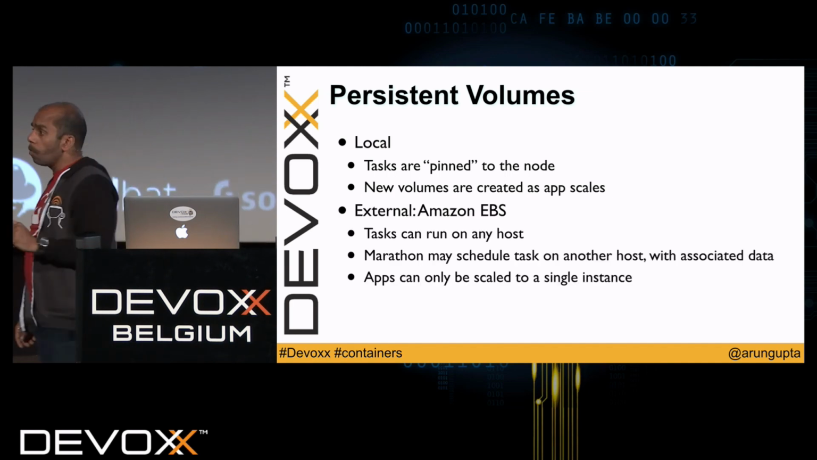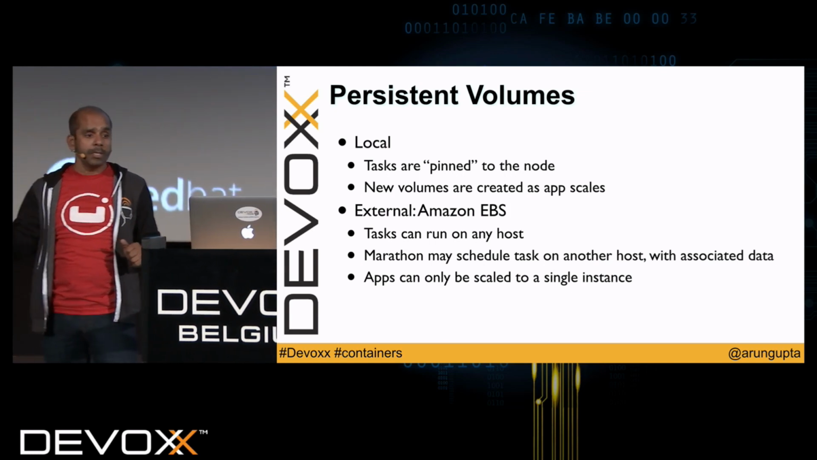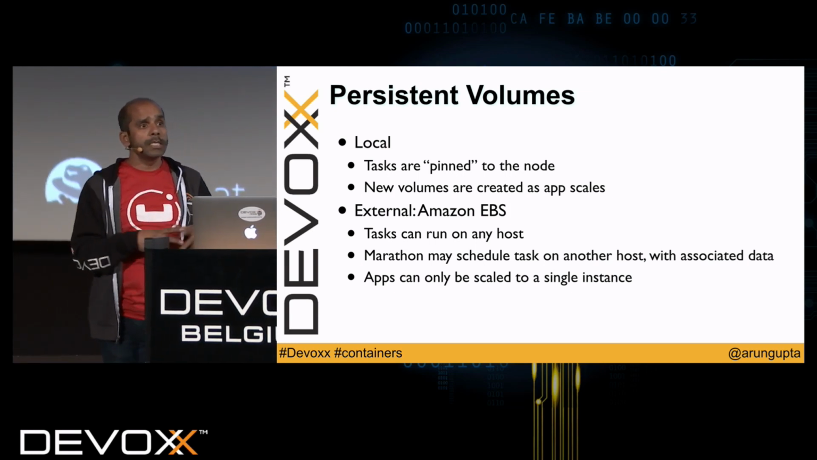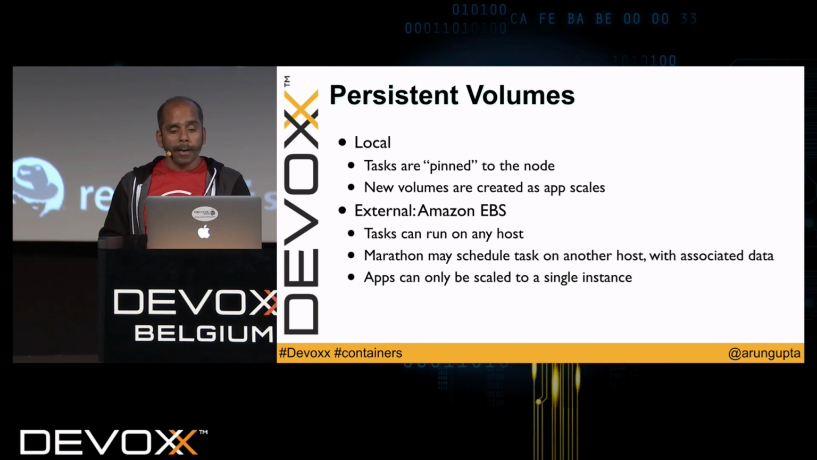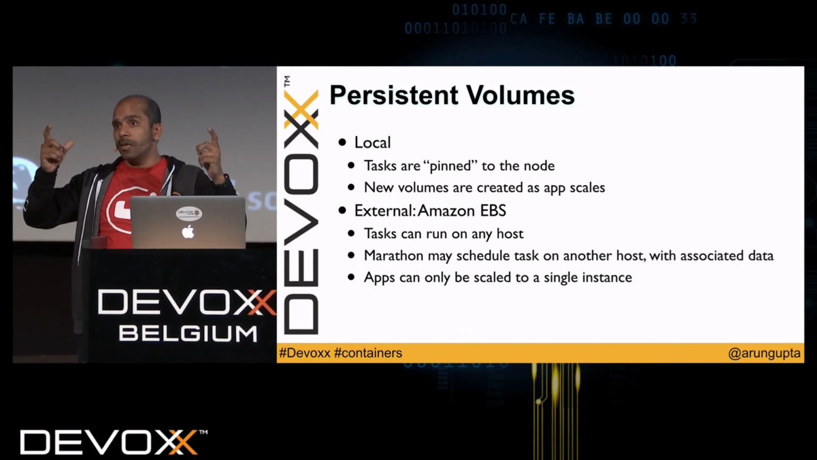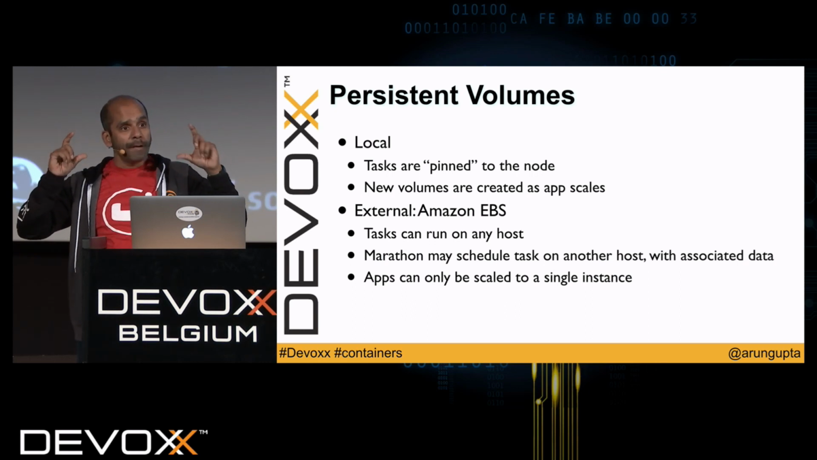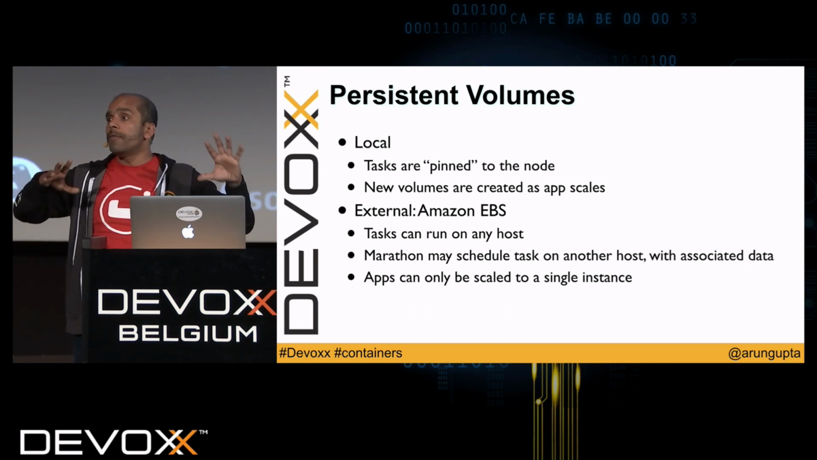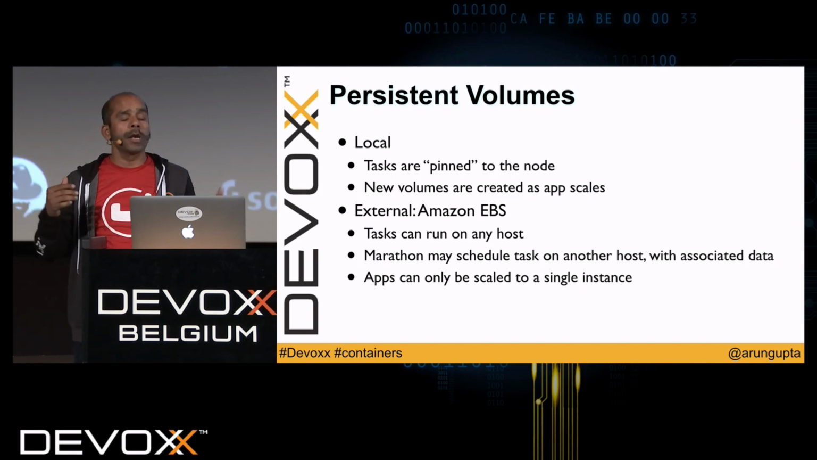Or you can use external volumes as well, where you can say, I'm going to attach to the EBS volume. In which case, the task can run on any host. The only problem with that is apps can only be scaled to a single instance, and that's a limitation that I found out literally yesterday. So I need to play with this a little bit more on how to work around this.